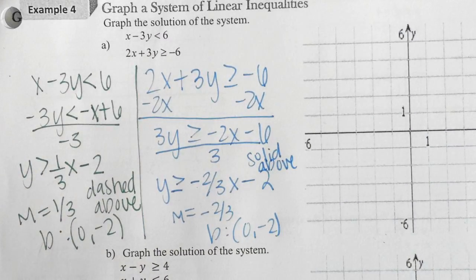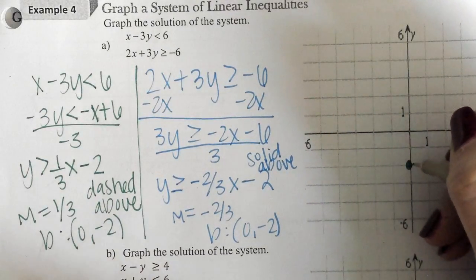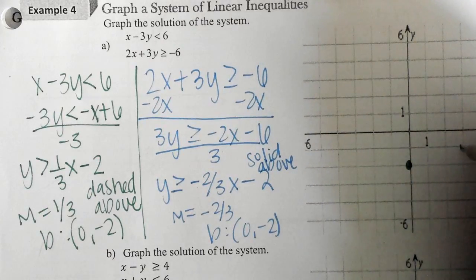Alright, what do we graph first? Yes, 0, -2. And then, Antonio, what do we do from here? Yes, go up 1 over 3, up 1 over 3. Very good. It's going to be dashed.